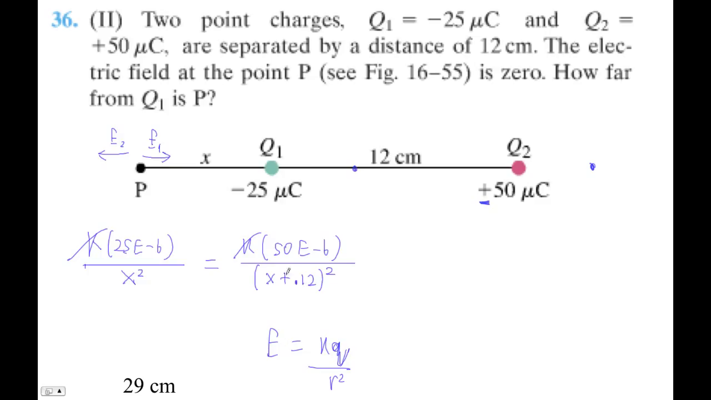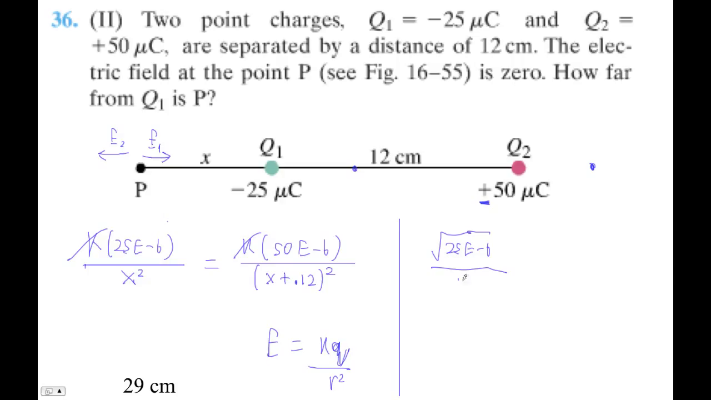And you could merrily FOIL this thing and get a giant expression with all these terms. Let me humbly suggest a trick that I saw when I looked at the solution guide to this. Let's take the square root of both sides, and then this is much nicer. If you take the square root of both sides, you're in much better shape. So the square root of 25e-6.